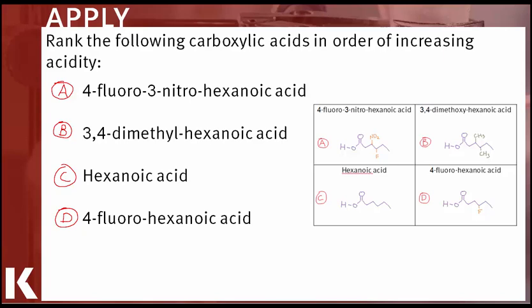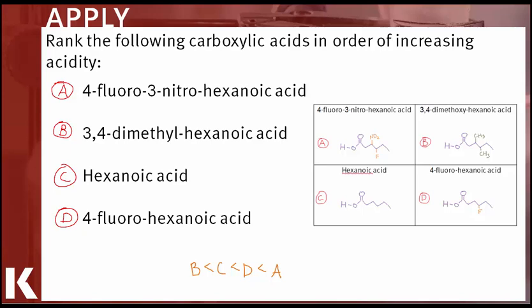So now if you go through and rank these molecules in order of increasing acidity, the weakest acid is going to be the one with the electron donating groups, which is molecule B. Just above that's going to be molecule C. It doesn't have any donating or withdrawing groups in comparison to the other molecules. Then we have molecule D with 1 electron withdrawing group, and the most acidic is molecule A with 2 electron withdrawing groups.